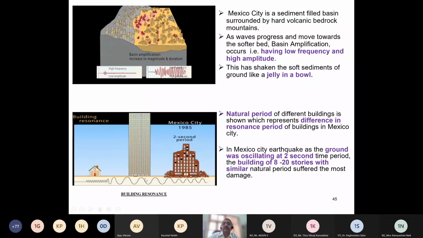However, Mexico City is a sediment-filled basin surrounded by bedrock mountains. As waves progress and move toward the softer bed, basin amplification occurs, with low frequency and high amplitude. You can see here, far away it is high frequency and low amplitude, but with basin amplification there is an increase in magnitude and duration.